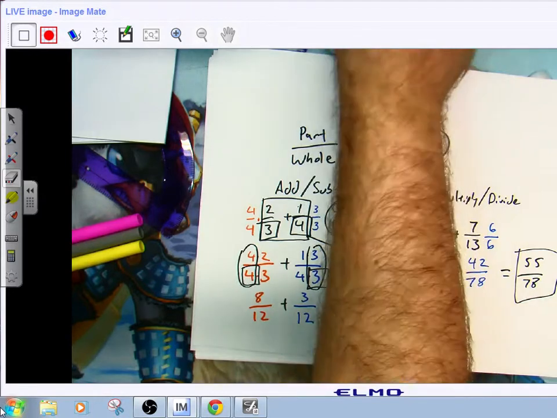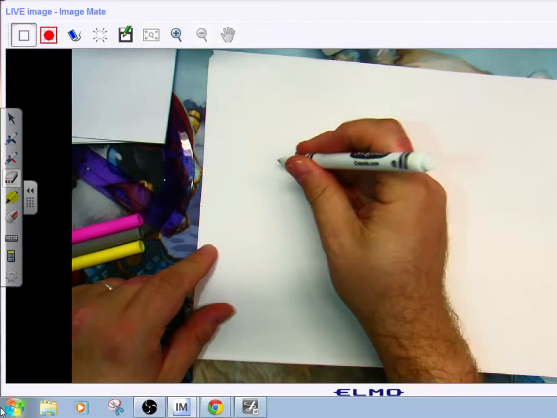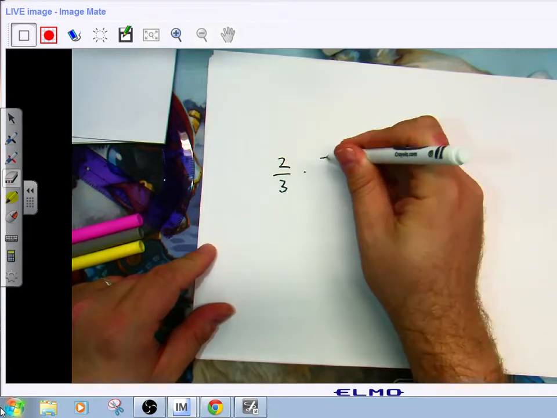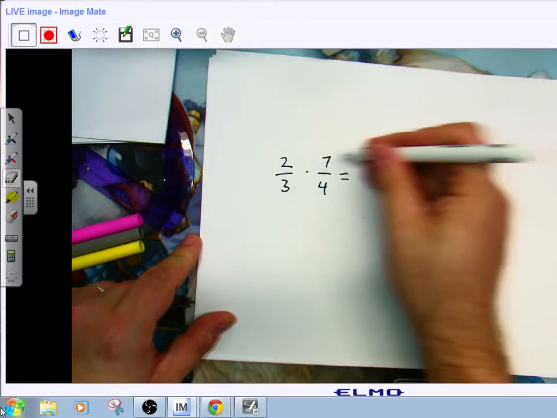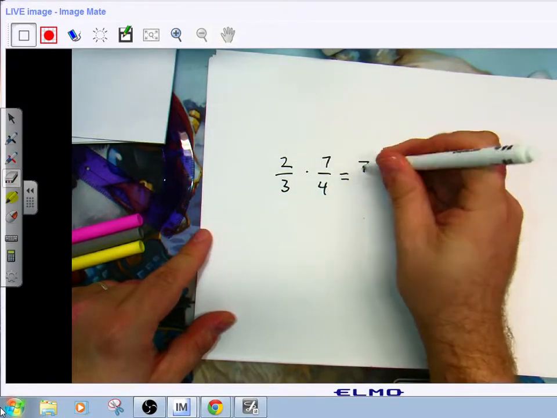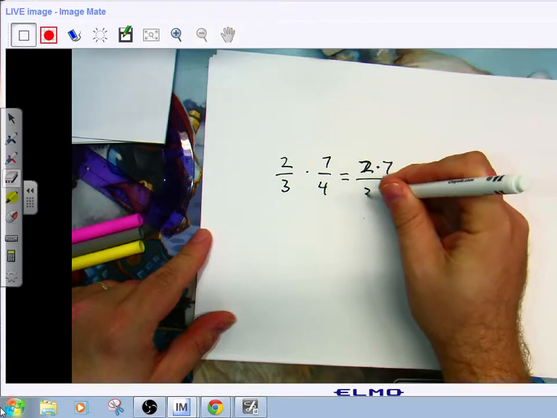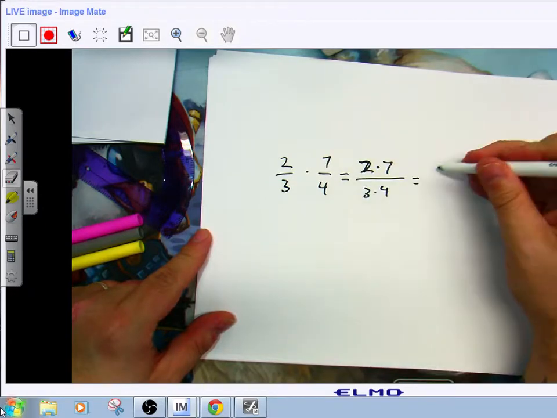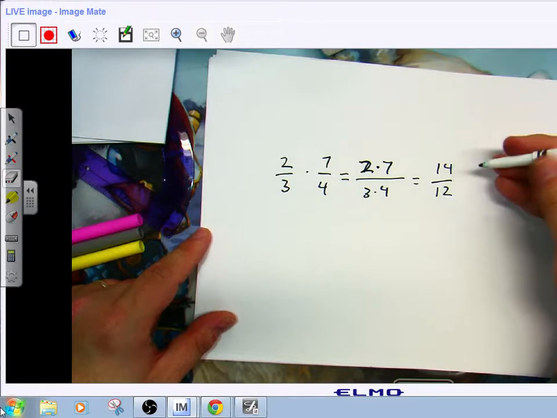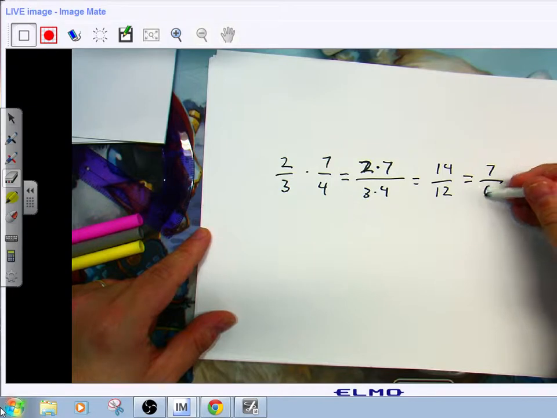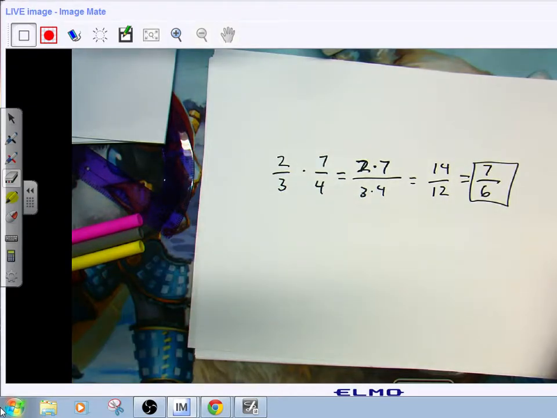Now, there's a special thing when we multiply and divide fractions, right? If I had 2/3 and I was multiplying it by 7/4, right? I multiply straight across. I do 2 times 7 all over 3 times 4, which becomes 14 over 12. I can then reduce this fraction down. I see that 2 goes into 14 and 2 goes into 12. 2 goes into 14 7 times, 2 goes into 12 6 times. That's my reduced fraction.